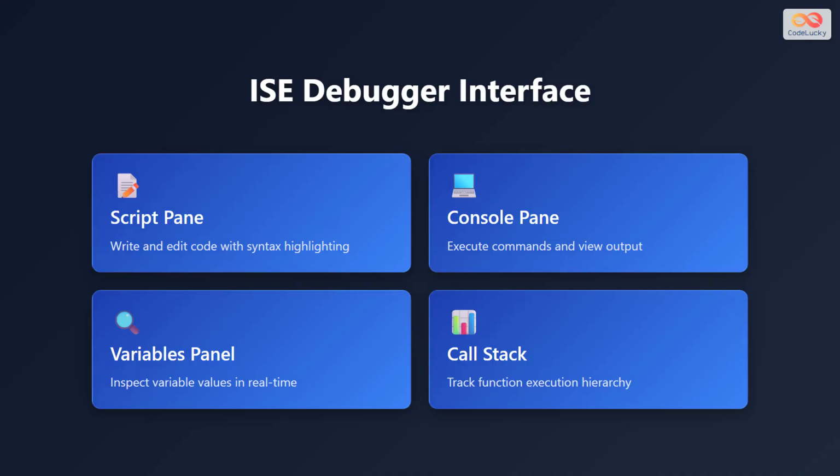The ISE Debugger Interface consists of 4 main components. The script pane is where you write and edit your PowerShell code with syntax highlighting to make it easier to read. The console pane lets you execute commands and view output during debugging sessions. The variables panel is a powerful tool that allows you to inspect variable values in real time as your script executes. Finally, the call stack window helps you track the hierarchy of function calls, showing you how you arrived at the current execution point. Understanding these components is essential for effective debugging.